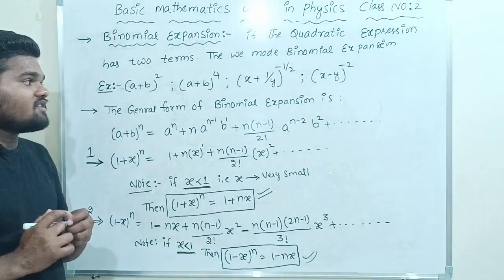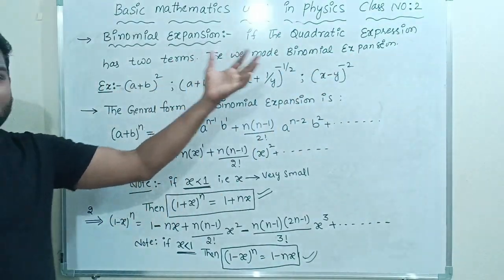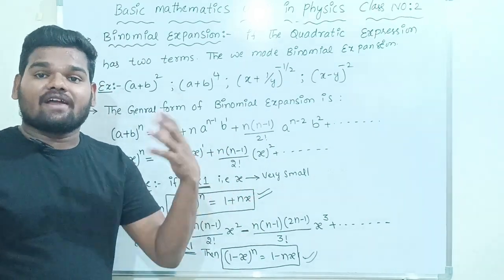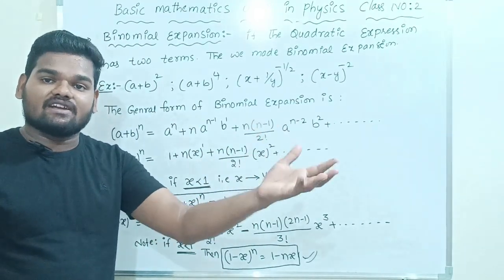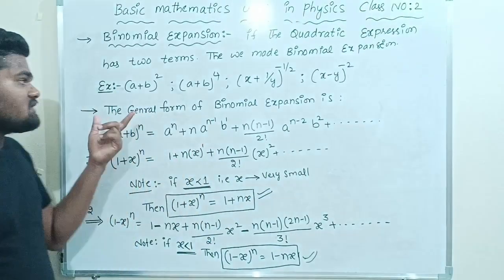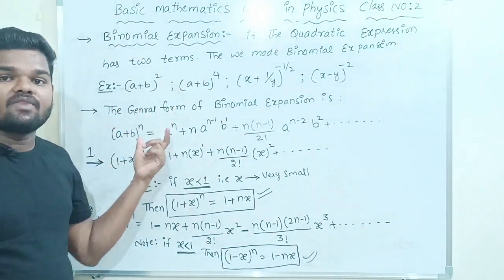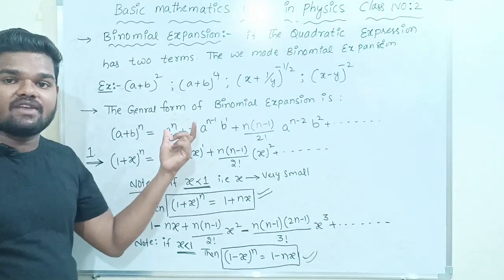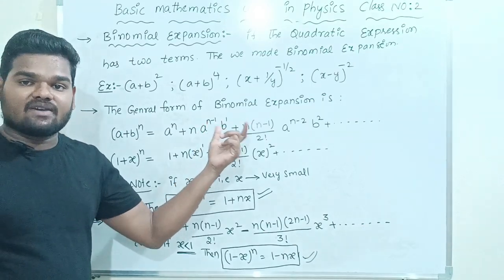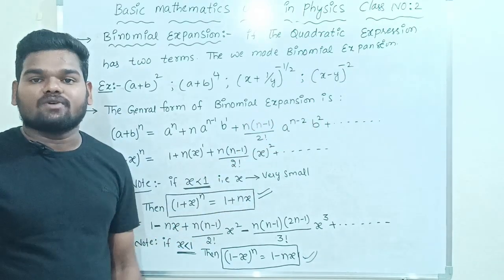Is it clear? So what is the binomial expansion? If the algebraic expression has two terms, then we make a binomial expansion. Example: (a plus b) whole to the power of 1, (a plus b) whole square, or (a plus b) whole to the power of minus 3, whatever it is. The expression must have two terms. So the general form of binomial expansion is what? (a plus b) whole to the power of n is equal to a to the power of n plus n into a to the power of n minus 1 into b to the power 1 plus n into (n minus 1) by 2 factorial into a to the power of n minus 2 into b square plus and so on.